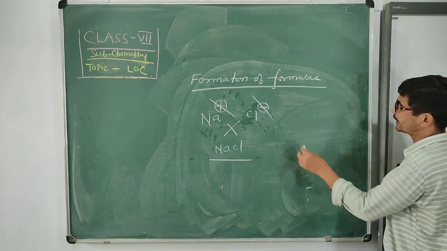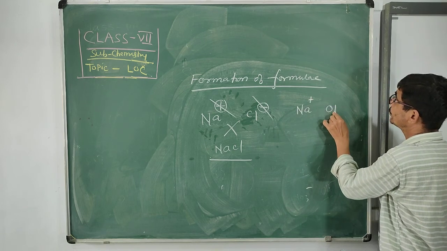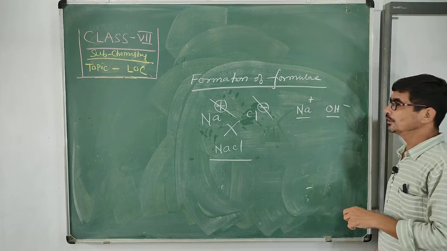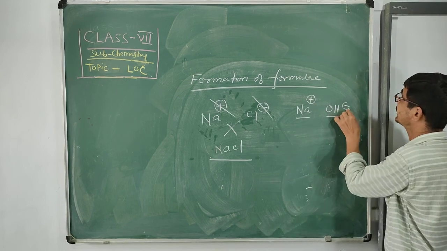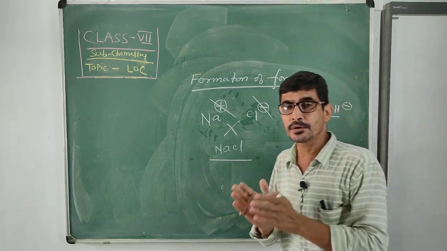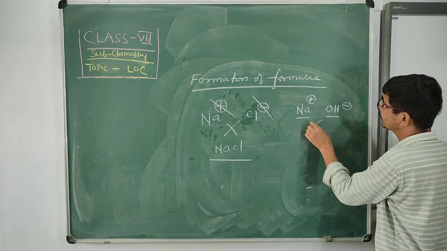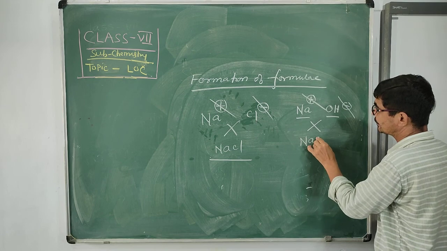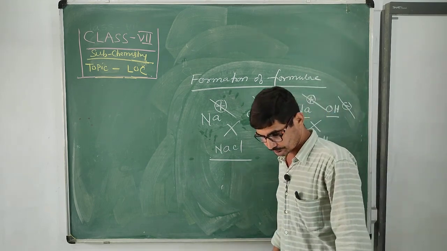Now let us understand another example. Na plus and OH minus ion. This is called sodium ion, this is called hydroxide ion. In this case we can see that it has one positive charge, it has one negative charge. So charges are opposite but equal in number again. In case of equal number, both cancel each other and form NaOH. This is called sodium hydroxide.